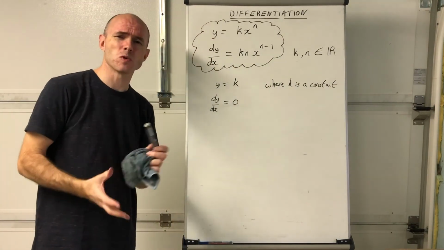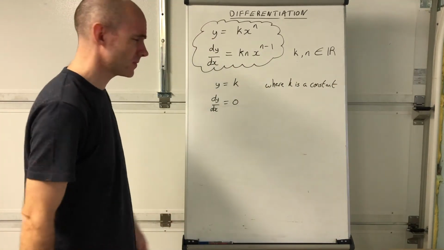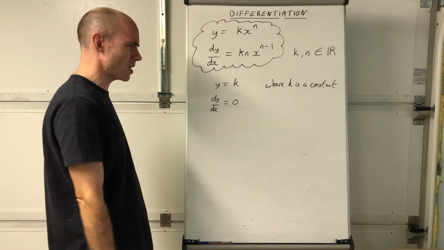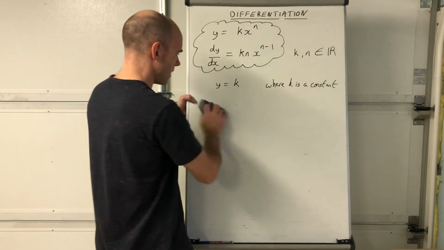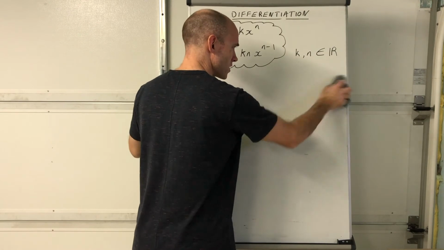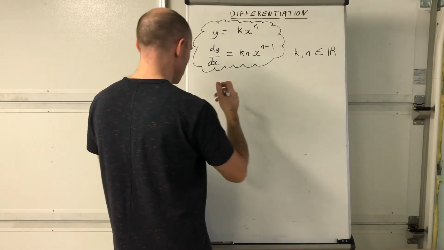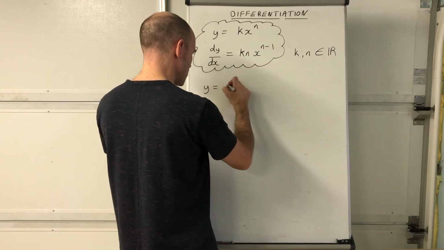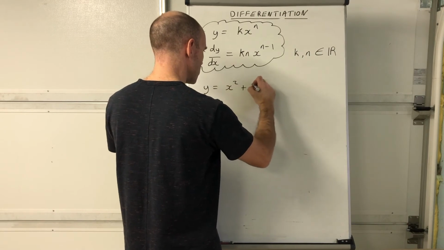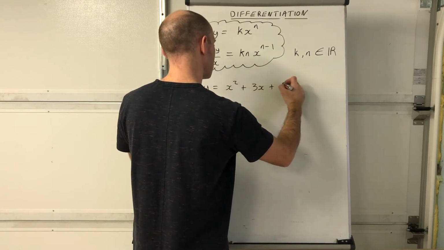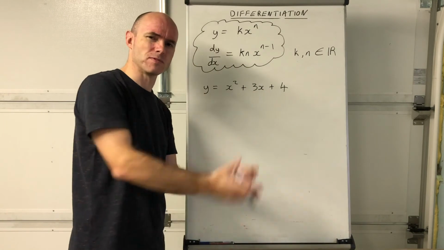Now, that's pretty much all the rules you need for differentiation. Okay, let's just do some more examples. I'm keeping this there because I don't need much space for these examples. Let's have a go at this one: y equals x squared plus 3x plus 4, and we differentiate that.